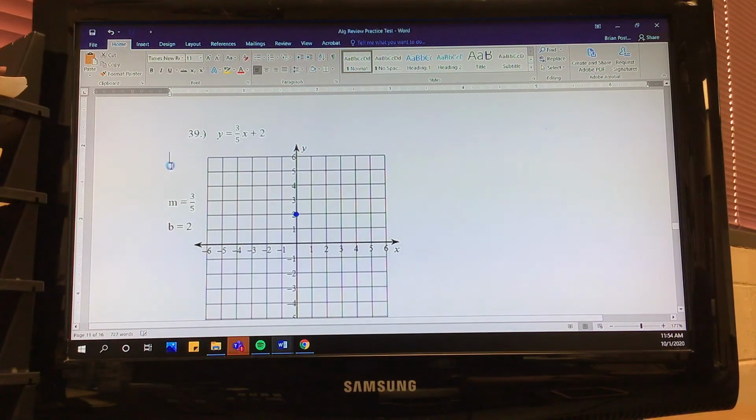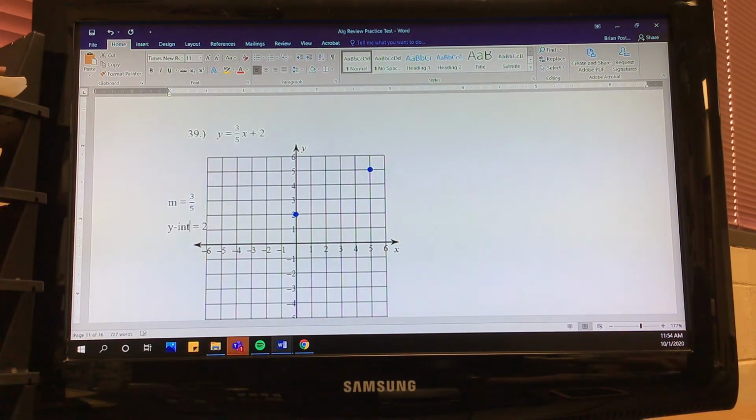Hold on a second. Let me do this. 1, 2, 3. Now I'm going to run 5. 1, 2, 3, 4, 5. It's right over here. So then I'm going to take this point. I'm going to put it right there. Okay, so again, this right here is my slope. This is my y-intercept. I'll write y-intercept again. That's my y-intercept.